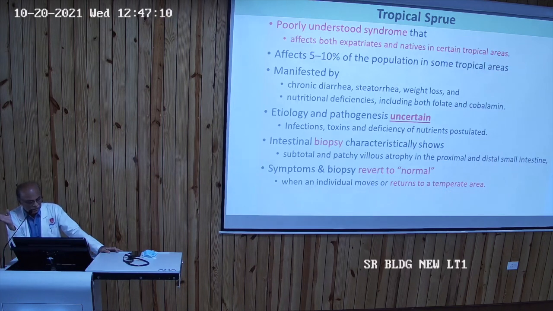The pathogenesis is uncertain. Intestinal biopsy is characteristic. It shows subtotal and patchy villus atrophy. And the symptoms revert to normal in these people when they go back to their origin. So when they return to a temperate area, they will be symptom free.